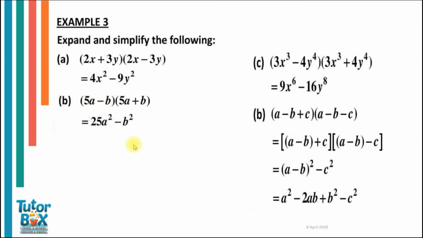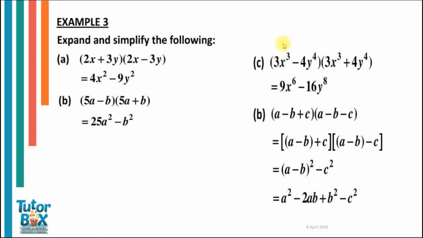Okay, and C now. C, we got 3x cubed minus 4y to the 4, and then 3x cubed plus 4y to the 4. Don't let this fool you guys. This is very easy stuff, okay? Just because now they've added cubed and 4, they're like, what? Nah, it's easy. Just first check: do I have the same first terms? Yeah. The second terms, are they the same? Okay. And then the signs, there's a plus and there's a minus. Oh, what is that? Difference of two squares.